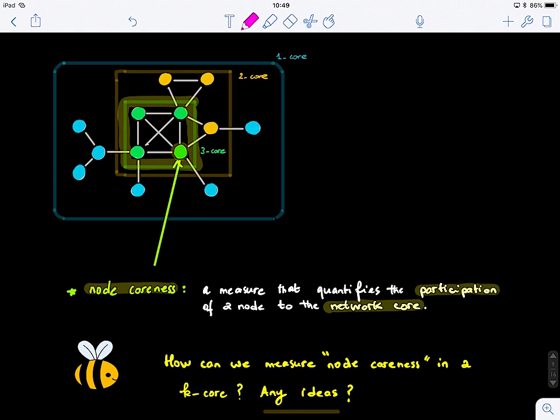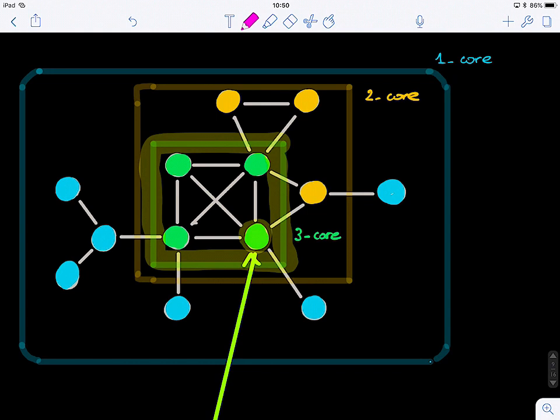The highest core it belongs to, it can be the number. So here, for example, let's look at the two core, okay? For each of those nodes in the two core, right? We want to define what we call a coreness index or a coreness measure, okay? What kind of measure can we define? Possibly, just give me ideas.